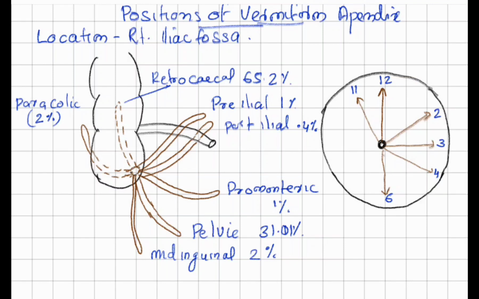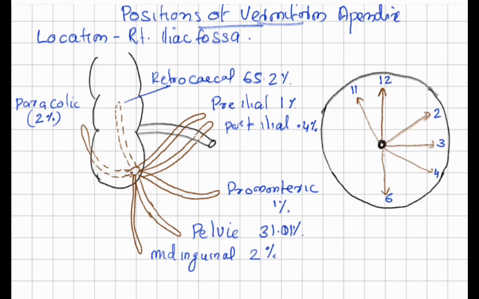In this video, let us learn the different positions of the vermiform appendix. The vermiform appendix is placed in the right iliac fossa. And here in this diagram, we are seeing the cecum, and this is the ileum.